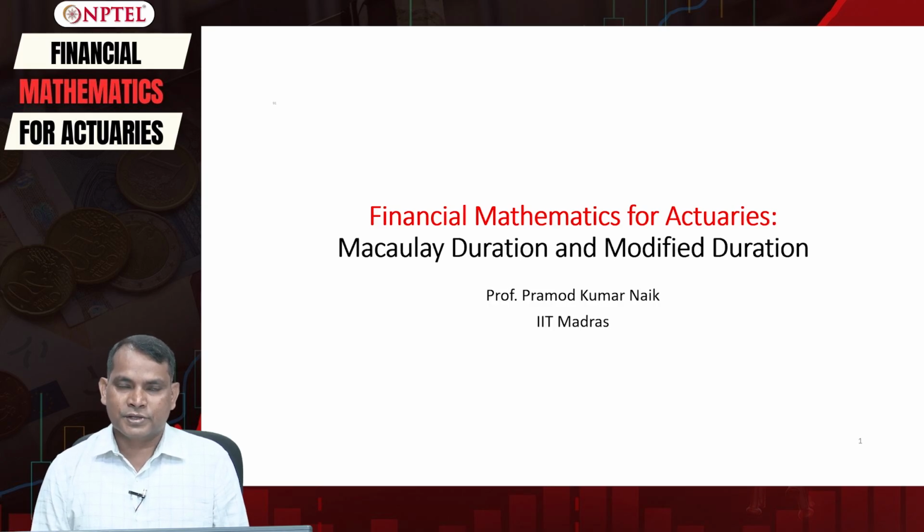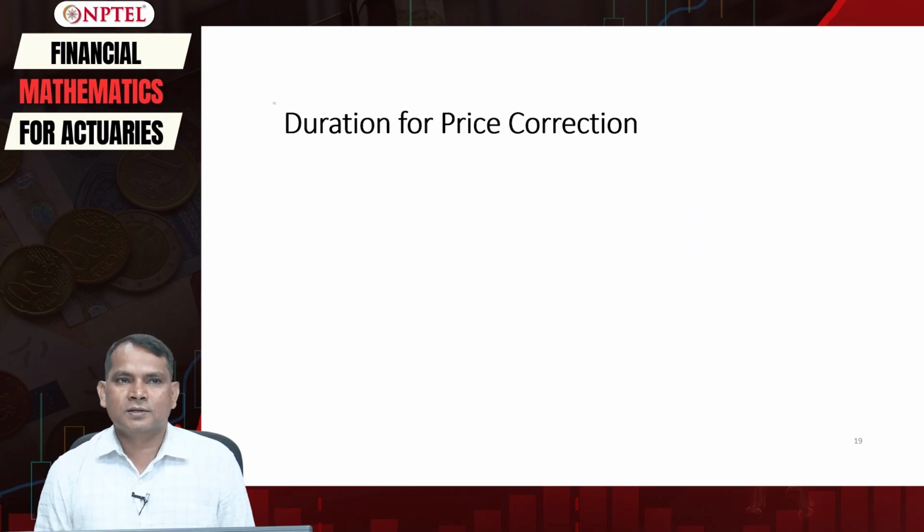So today we are extending our learning and we are going to learn something important, which is known as convexity. But before that, we will also understand the duration for price corrections, how to compute the duration if there is a price correction, and then we will learn what convexity is and how it will help us in bond risk management. So let us first understand the duration for price correction.